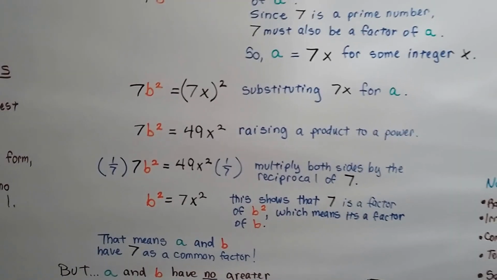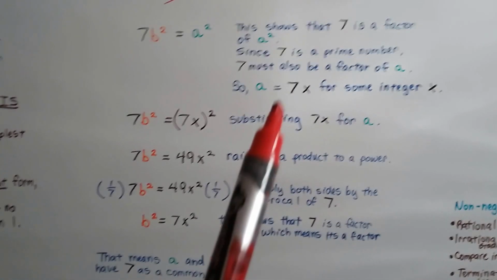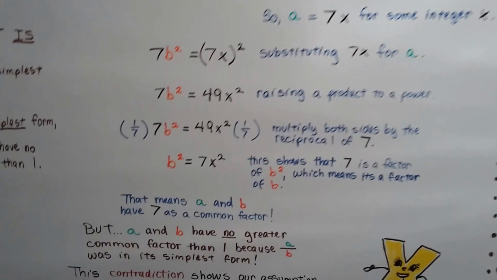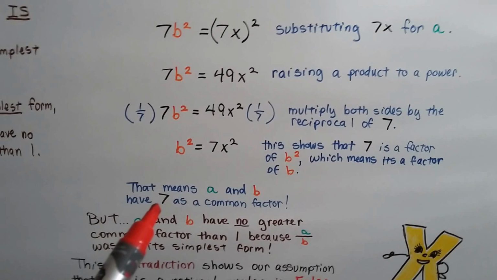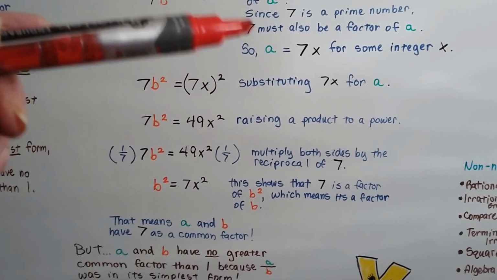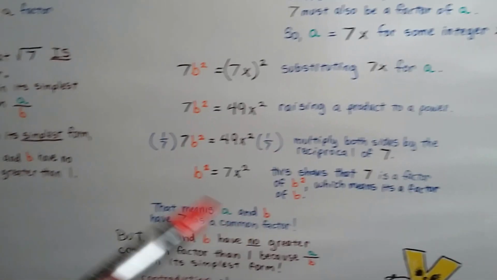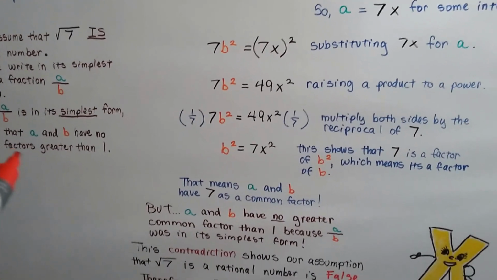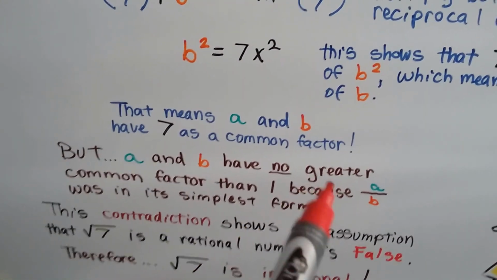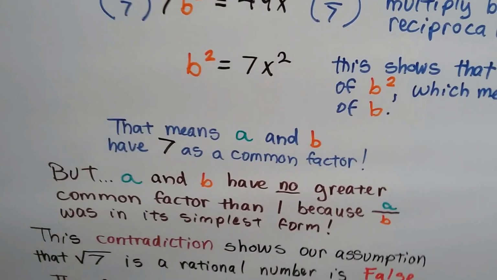See that? And this shows that 7 is a factor of b squared, which means it's a factor of b. Well, we said that it was a factor of a squared, so it was a factor of a. Well, this means a and b have 7 as a common factor. By doing this, we showed that 7 was a factor of a, and it turned out that 7 was a factor of b. But we said before it was in a simpler form, and it had no greater common factor than 1. A over b was in its simplest form, remember? So how could 7 be a factor?